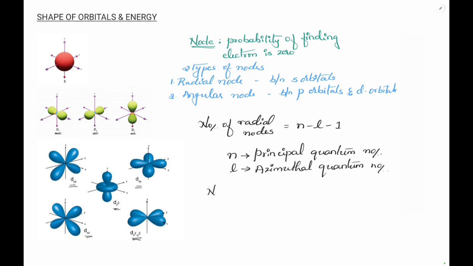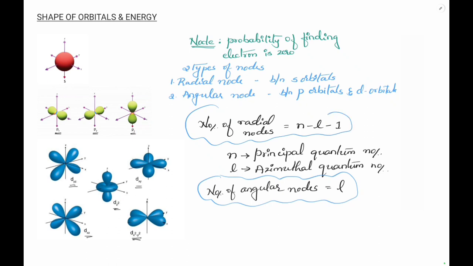And the number of angular nodes is equal to the azimuthal quantum number, that is given by l. Angular nodes is equal to l, and the number of radial nodes is n minus l minus 1. So total nodes is the sum of radial nodes and angular nodes.